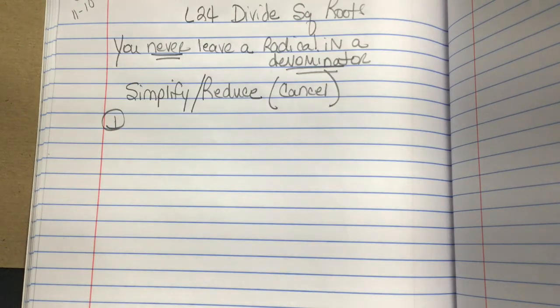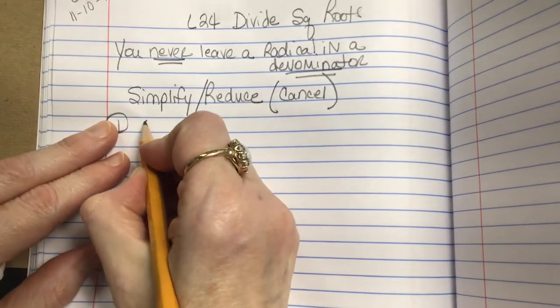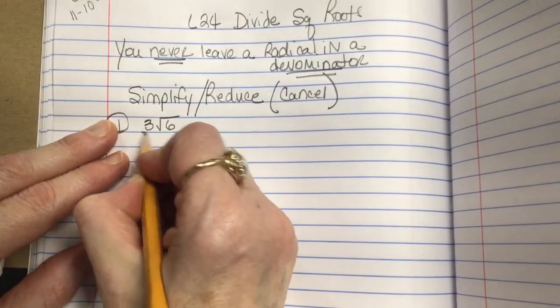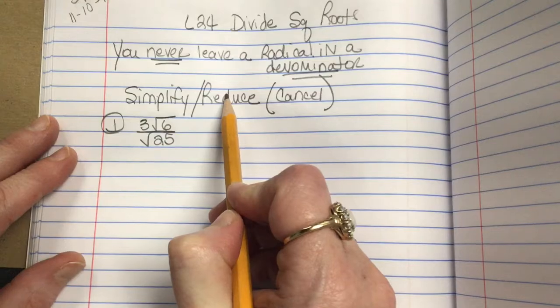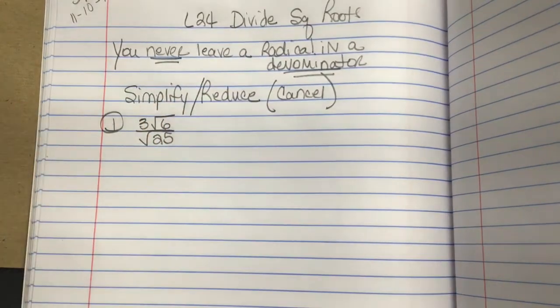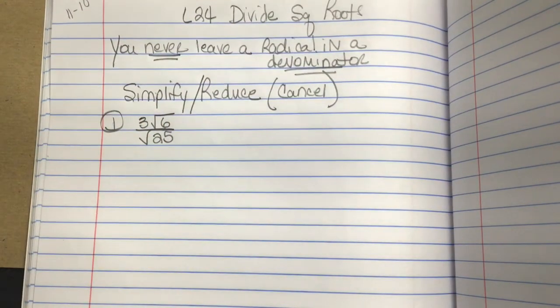So let's start out with a fairly simple one. Let's do 3 square root of 6 over the square root of 25. Let me talk about what these words mean. Simplify means you have a square root of 20 and you can break it down, like your quiz today. That's what I'm calling simplify. A lot of times simplify and reduce mean the same thing, but by reducing I'm literally talking about dividing by 2 over 2 or whatever.